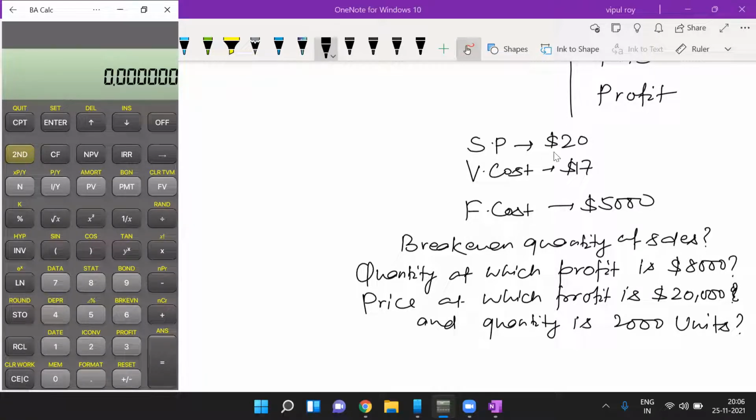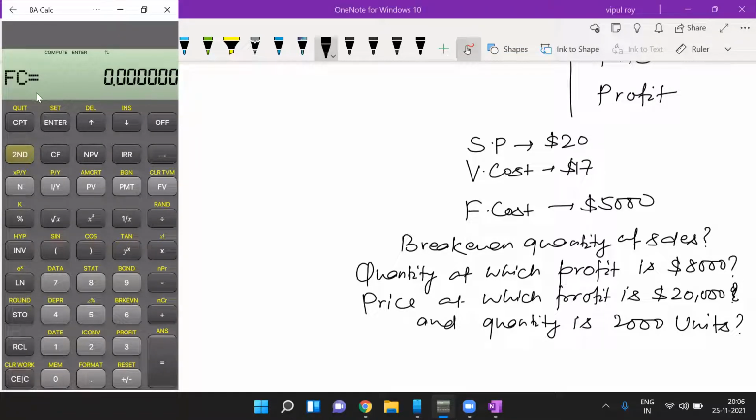Assuming that selling price per unit is $20, variable cost per unit is $17, your fixed cost is given as $5,000. So the first question is, how do you find out break even quantity of sales? If you see just above 6, you have something called break even. Now in order to activate this function, we are going to press second 6.